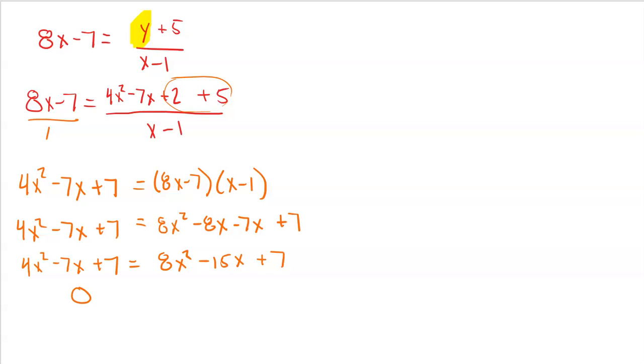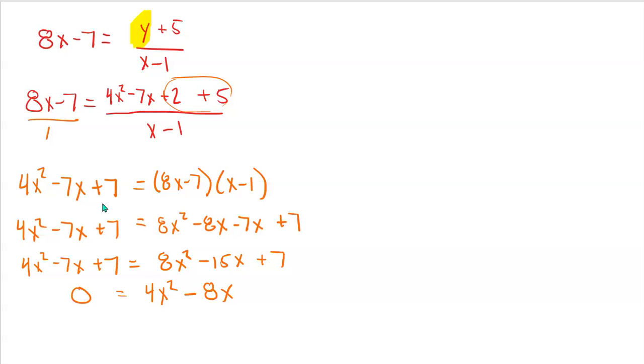So I'm going to subtract 4x squared over, which makes a 4x squared. I'm going to add a 7x over, which makes a negative 8x. Again, I'm adding this 7x over. And then I'm going to subtract 7 over, which makes a 0. So this actually works out to be a fairly easy quadratic. Okay, how do I solve this?